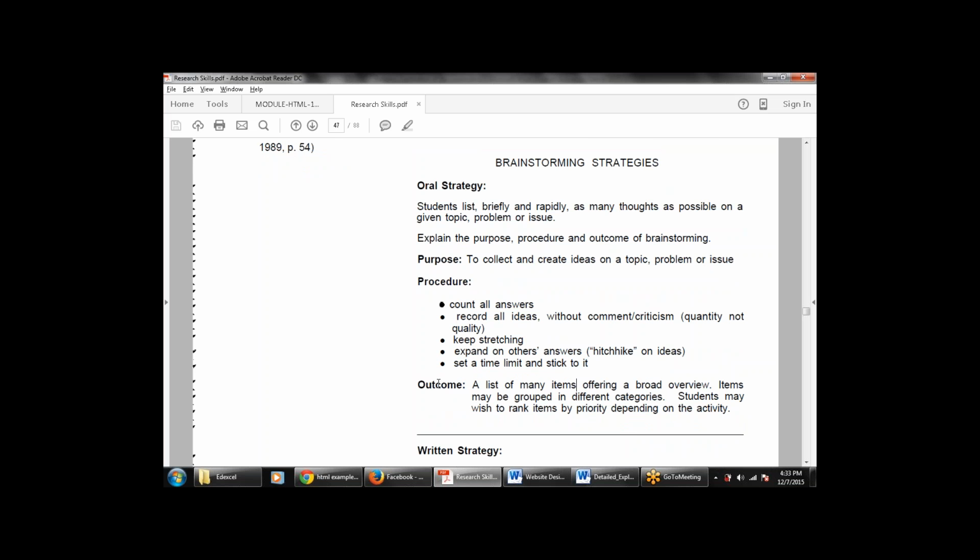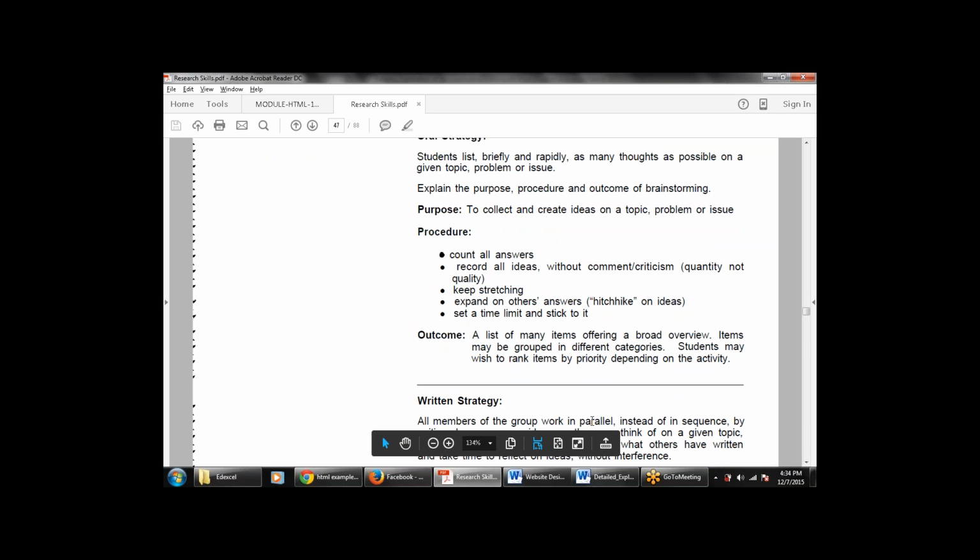The next is the outcome. What is the outcome? A list of many items offering a broad overview. Items may be grouped in different categories, and students may also wish to rank them by priority depending on the activity. Whatever the priority and the activity being carried out, that is the output, giving the broad overview.